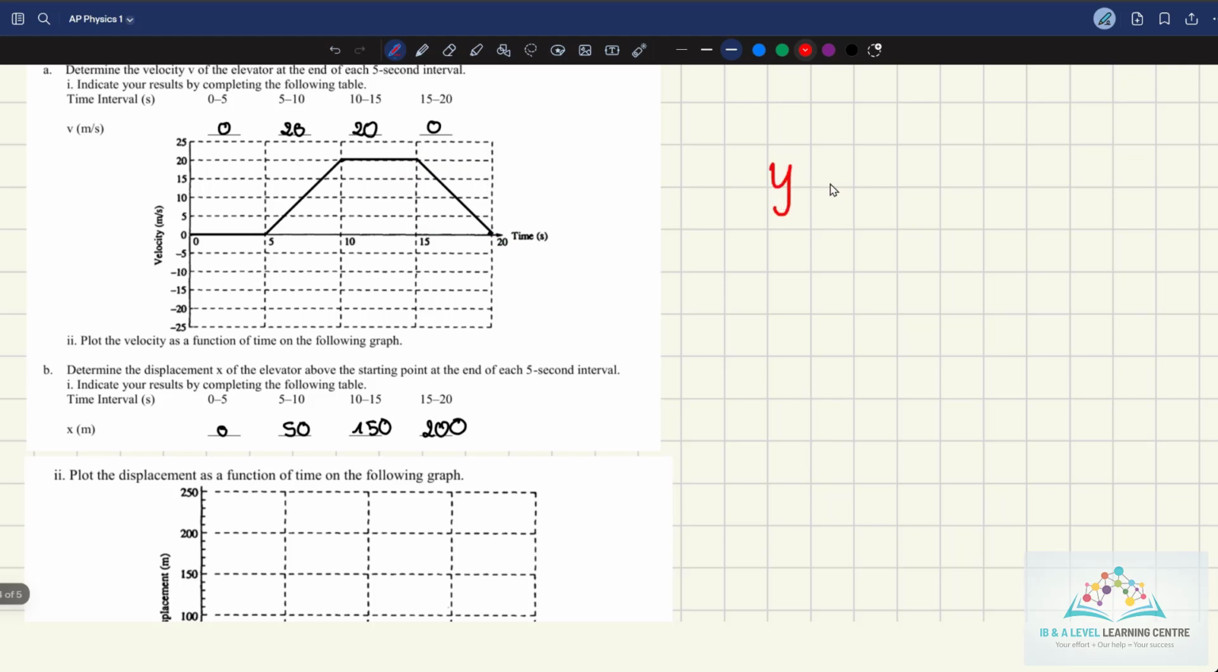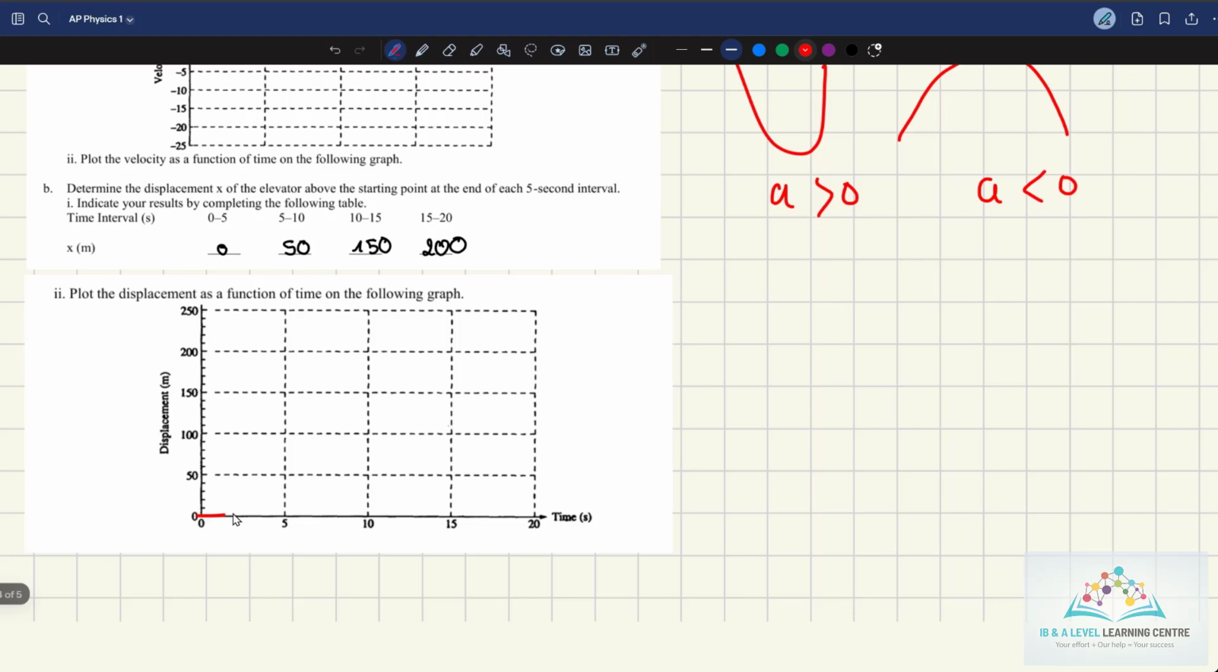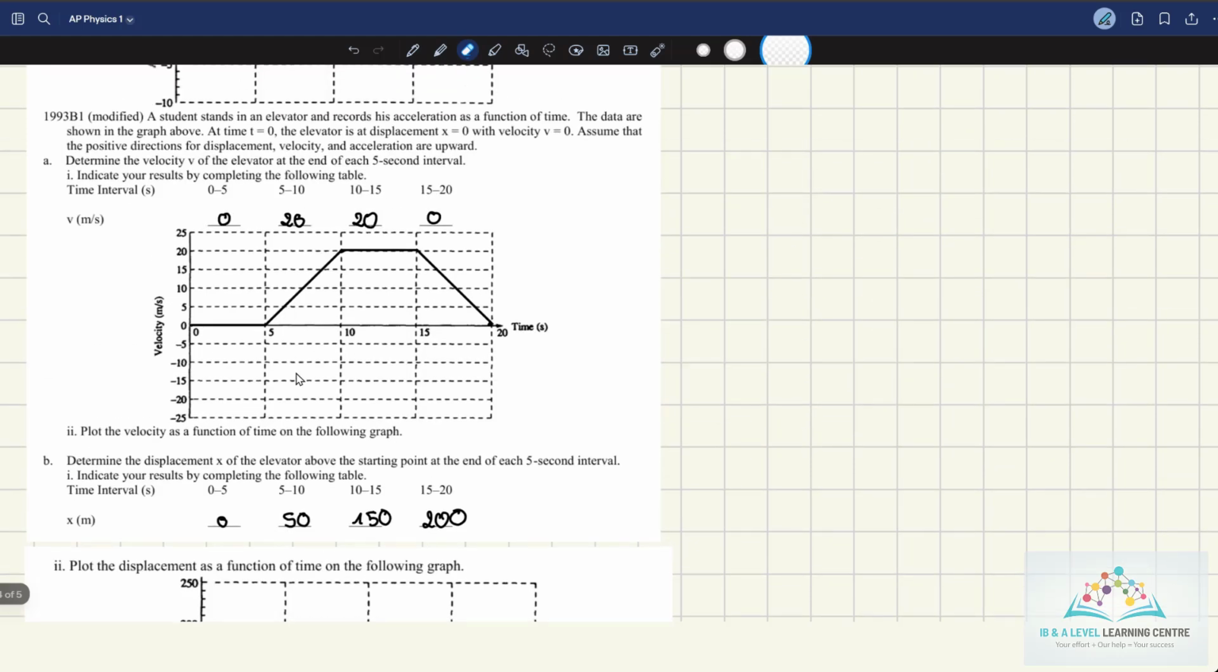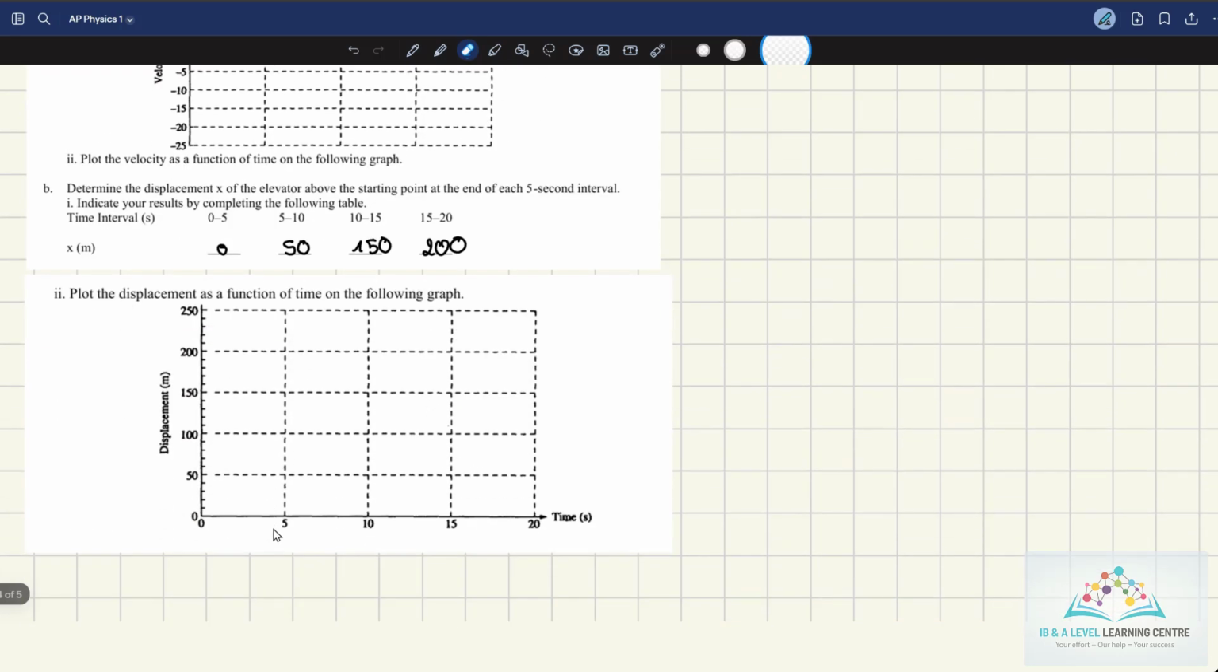We know that the graph of a quadratic function ax squared is concave up in the case that the coefficient a is positive, and concave down when a is negative. So our graph will be like this, and then a straight line, and then concave down. Okay. Your task is to draw it accurately with the accurate values of the displacement moved by the elevator. Okay.